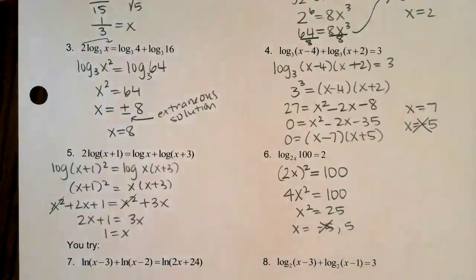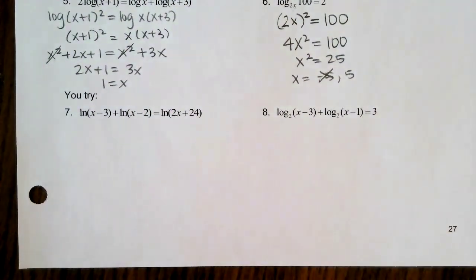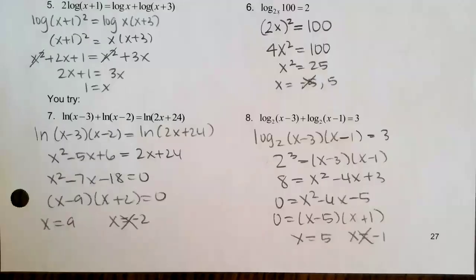All right, there are 2 for you to try. So go ahead and pause your video, give those a shot and see if you can do them, and then come back and check your work. All right, check your work. Here's what you should have gotten on your 2 to try. They both had extraneous solutions, so make sure you cross both of those out.